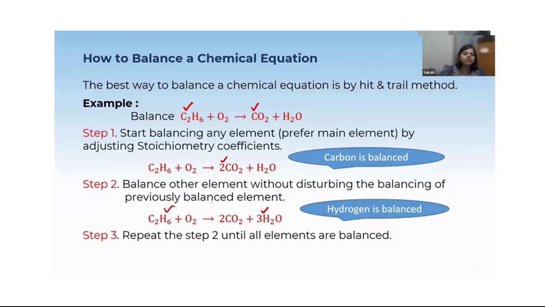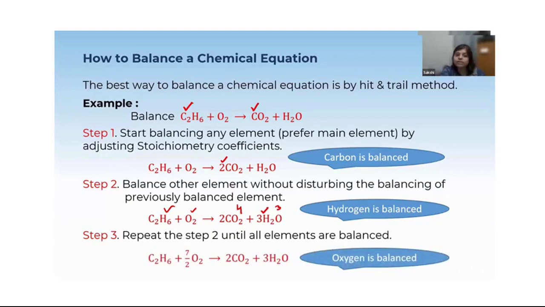Okay. Now let us check for oxygen. So here there are just two oxygen atoms and here there are four plus three, seven. Okay, there are seven. But here this is O2, so I cannot put seven. If I put seven, it will become 14. So what do I do? I do 7 by 2, right?